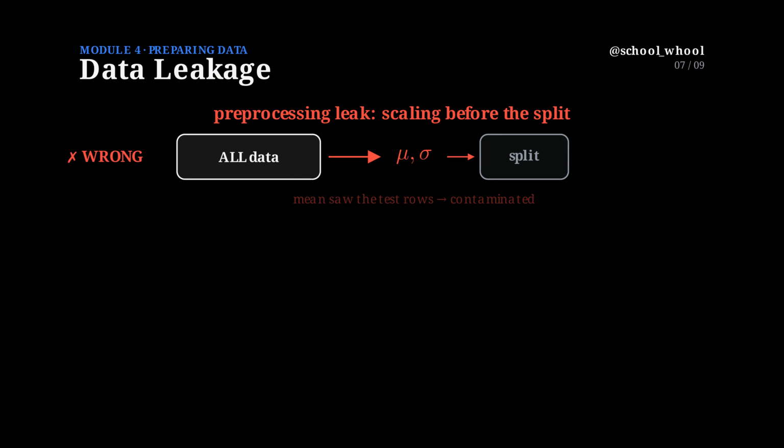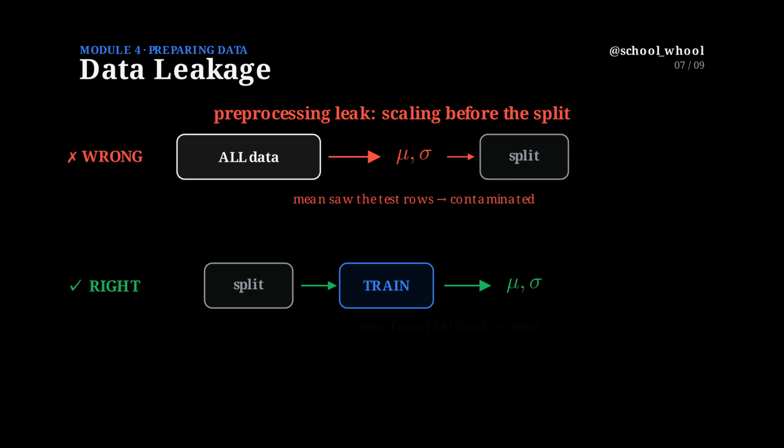There's a sneakier kind, and almost everyone hits it once. Remember scaling? To standardize, we subtract the mean and divide by the standard deviation. If you compute that mean over the whole dataset, before splitting, the mean quietly carries information from your test rows into training. The same goes for filling missing values, or picking the best features. Do any of it on all the data, and the test set has leaked.